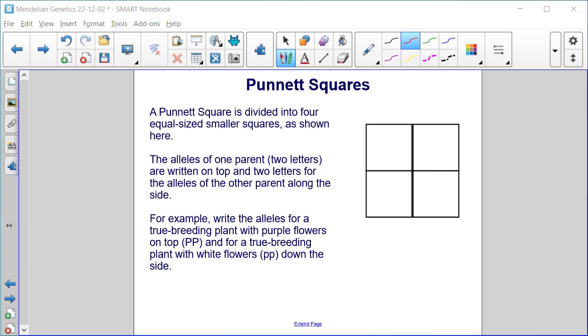A Punnett square is divided into four equal-sized smaller squares, shown here. The alleles of one parent, the two letters, are written on top, and two letters for the alleles of the other parent are written along the side here. For example, write the alleles for a true breeding plant with purple flowers on top, where the two alleles are capital P, capital P, and for a true breeding plant with white flowers down the side, and that's lowercase p, lowercase p.